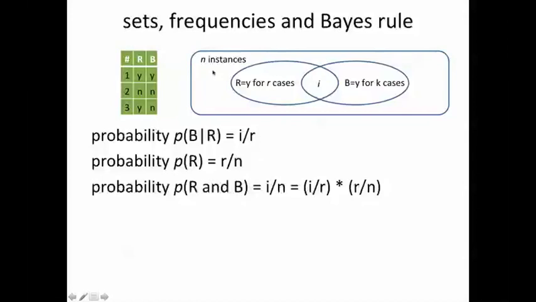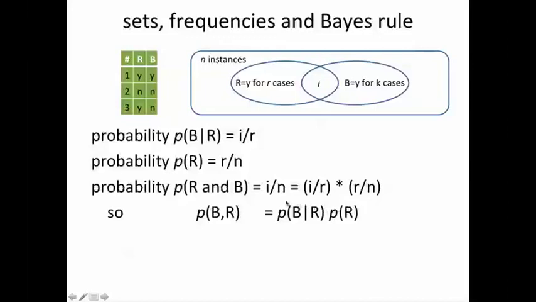Now this is the joint probability, so you have to divide by the total number of instances n rather than any of the conditional ones, k or r. Bayes' rule is actually just simple arithmetic. In particular, if you write i over n as i over r times r over n, let's see what you get. Well, we already know what i over r is. It's just the conditional probability of b given r, and r over n is the probability of r itself.